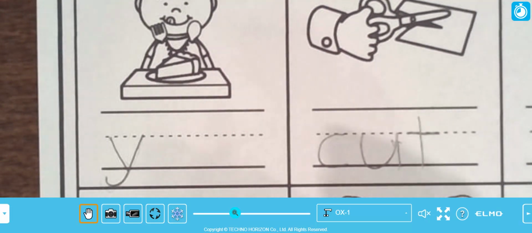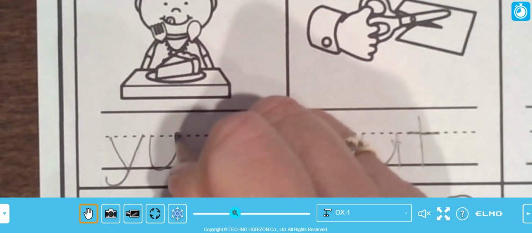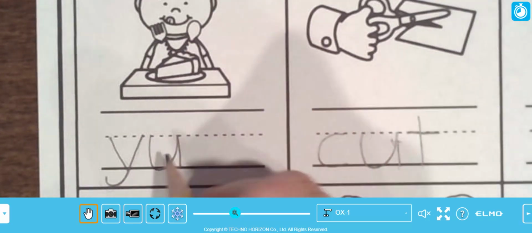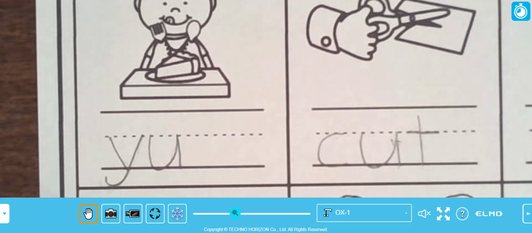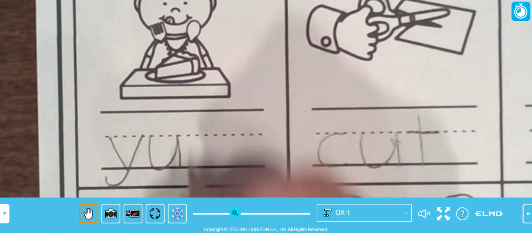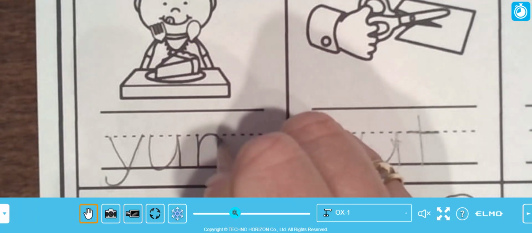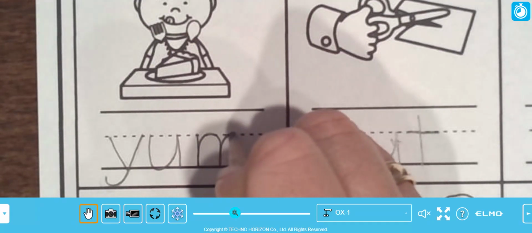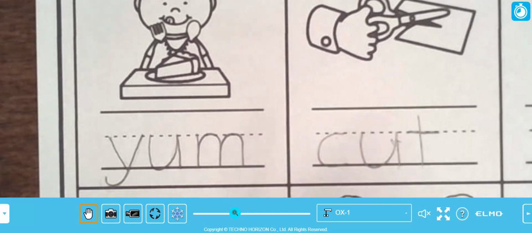Okay, now the U is cup, cup. There's the cup. And then stick. So make the cup first and then the stick. Okay, and the last letter is the M. So it's stick, then back up the stick and make a bump, then back up and make a bump. So it's stick, bump, bump. Okay? So there you go, yum.